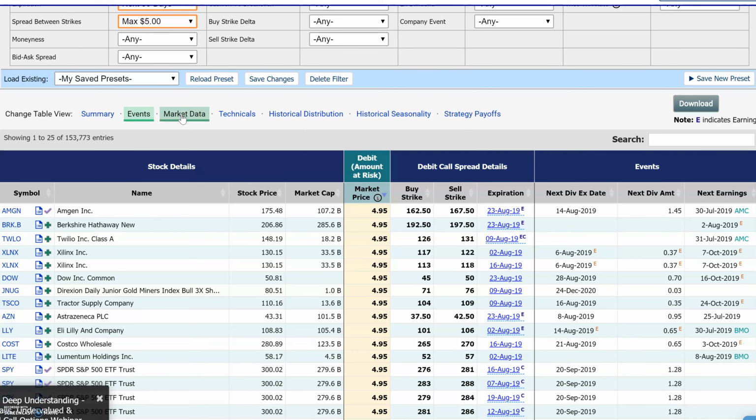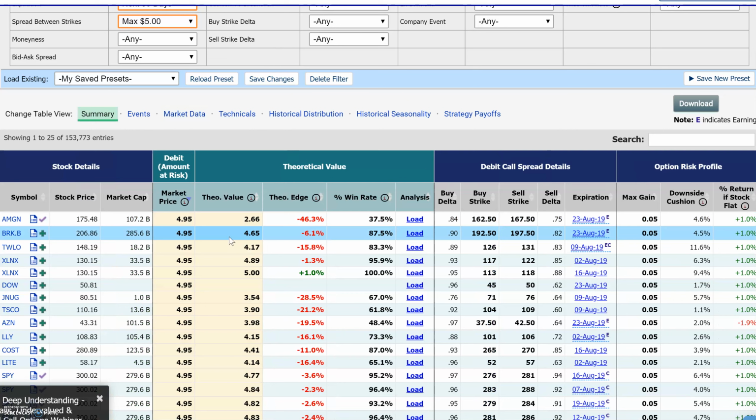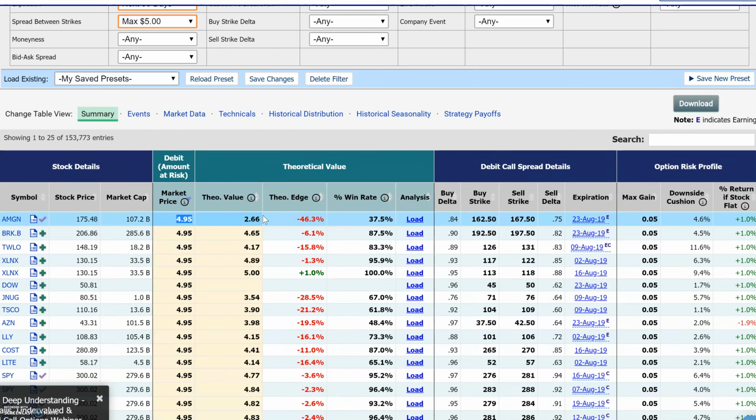And if you go over here to the market data, you'll see the bid and ask for each of these call options. And here's the market over here. Let's go back to the summary. So we see the market price over here. This is the theoretical value, what we think that this call spread is worth based on the historical stock behavior, and we'll go over that a little bit more.